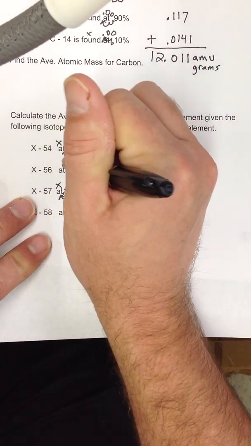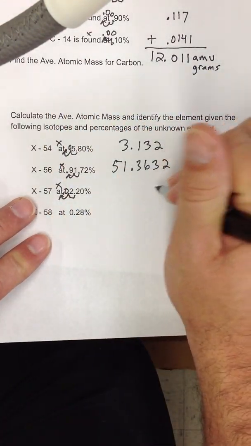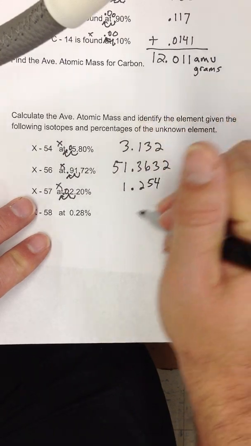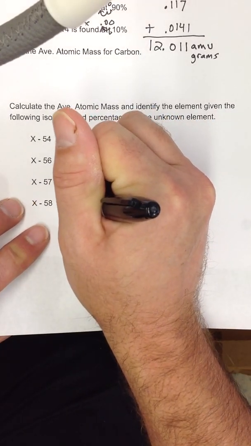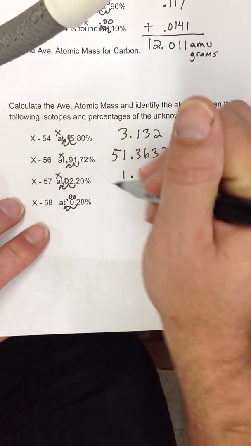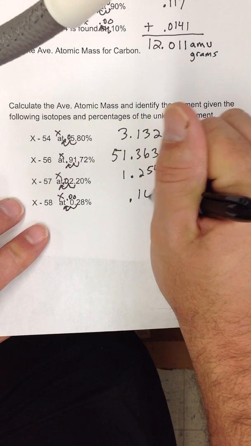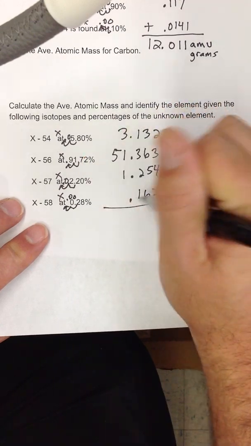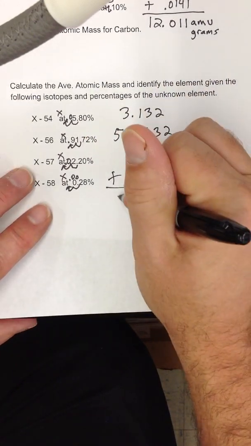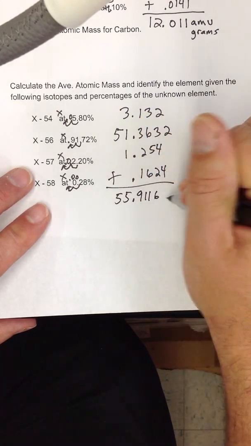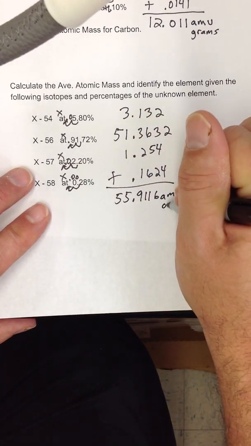So when you multiply these, you're going to get a smaller number, 1.254. And of course on the last one, don't forget your zeros. And that's going to give you a very small number, 0.1624. And when you add these up, you get 55.9116. Again, AMU or grams.